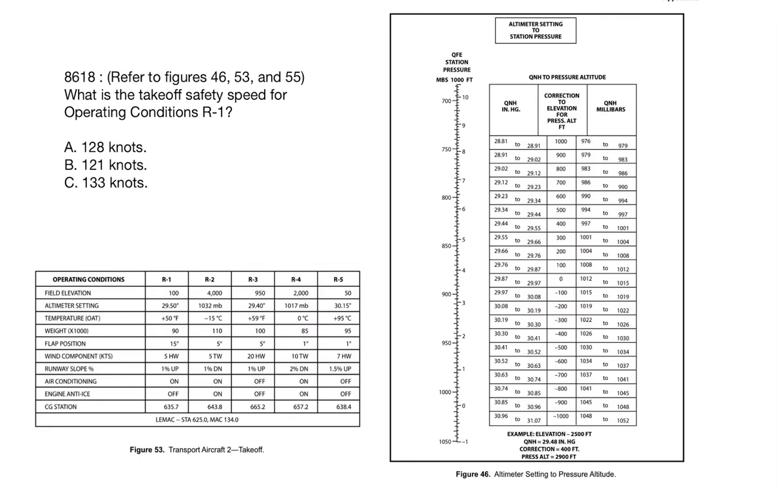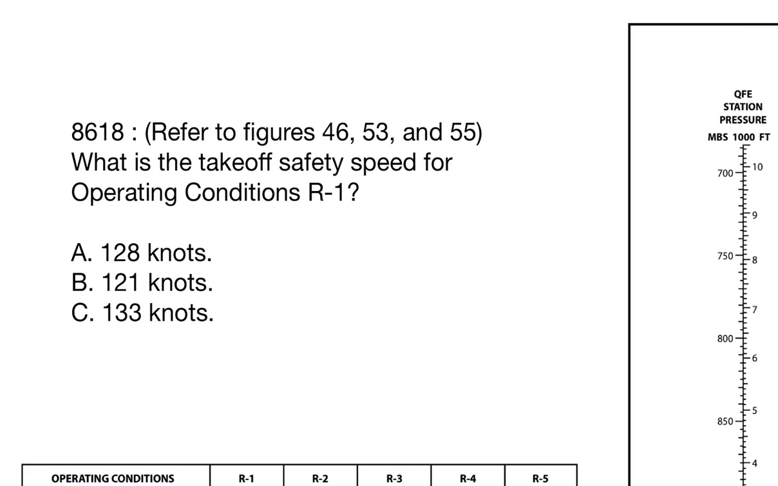Okay, so question 8618 says refer to figures 46, 53, and 55. What is the takeoff safety speed for operating conditions R1? So remember that our takeoff safety speed, we have to remember what our V speeds mean. So you have V1, VR, and V2, and you'll need to know all of these for this chart.